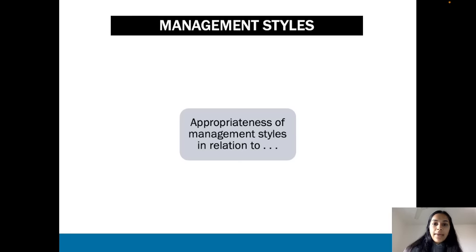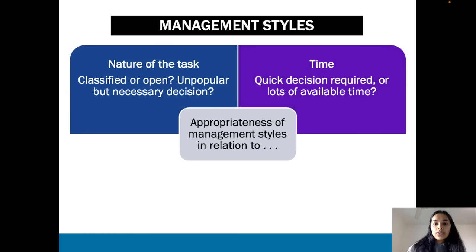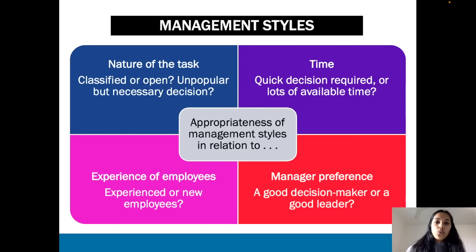Okay. So management styles. Looking at the appropriateness of management styles in relation to these four aspects. So in the exam, you could be presented with a case study, and you might be asked to identify and justify why a particular manager should use a specific management style. And when you're justifying it, you would want to talk about these four aspects.